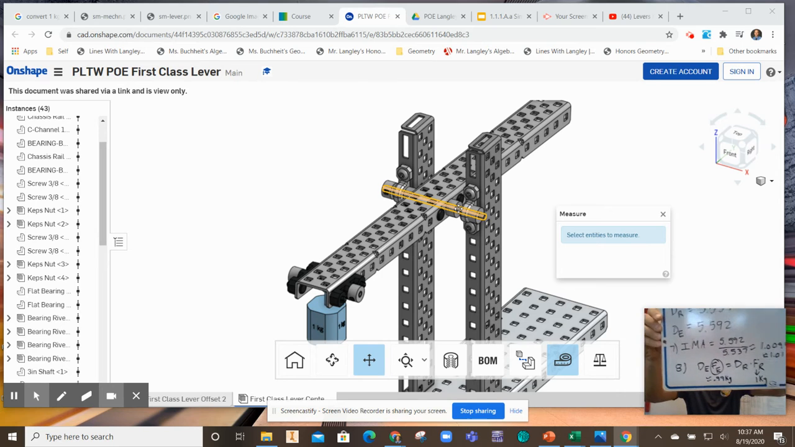So these are the values I got. Yours doesn't have to match exactly, depending on where you measured in Onshape. So I got 1.01 approximately for the IMA.